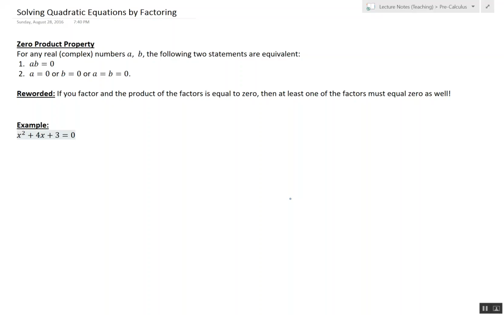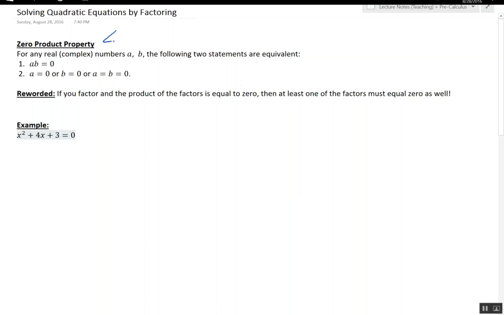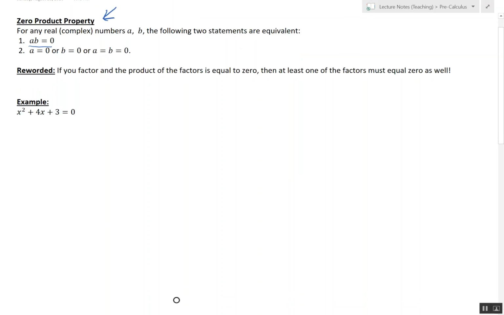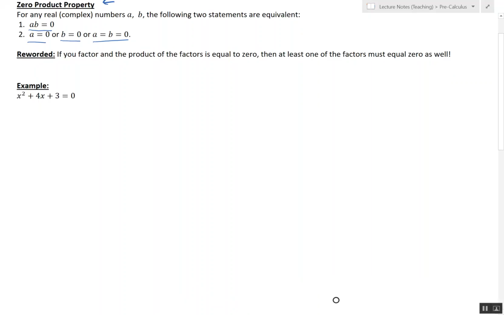This is one of the first techniques you will learn, and it is all based around this property that real numbers have. For any real or complex numbers a and b, the following two statements are equivalent. If you have the product a times b equal to 0, then either a has to be 0, b has to be 0, or both a and b have to be 0. If you reword it, it basically means that if you factor and the product of factors is equal to 0, then at least one of your factors had to be 0 to begin with.